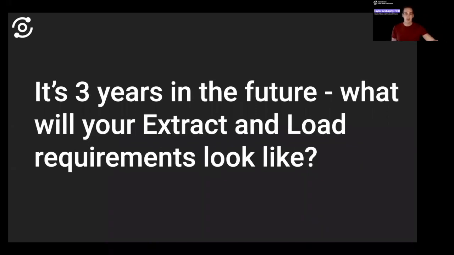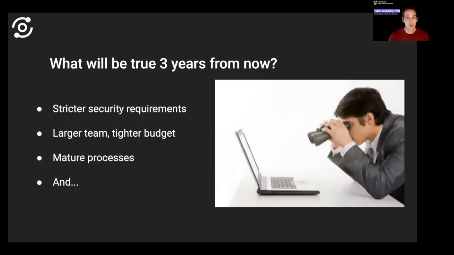So we're going to leap 3 years into the future with UConn. What do you think theirs, and really your, extract and load requirements are going to look like? Do you think they're going to be almost identical to where they are today? Probably not. What are some things that are going to be true 3 years from now? Most likely, you're going to have some really strict security, privacy, and compliance requirements. As organizations grow, this tends to be the case.